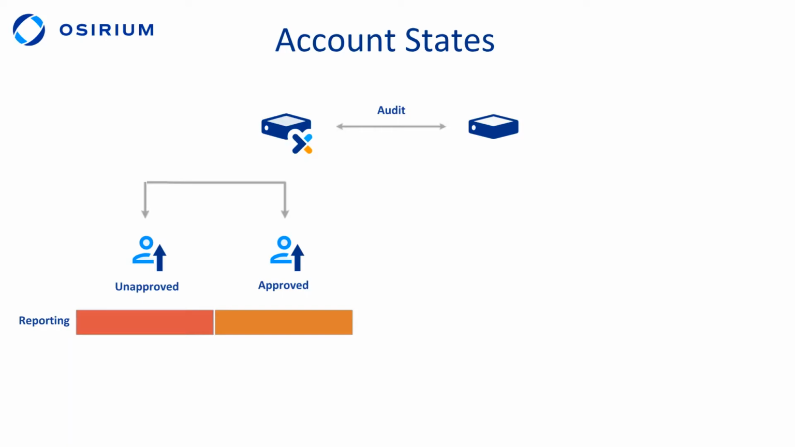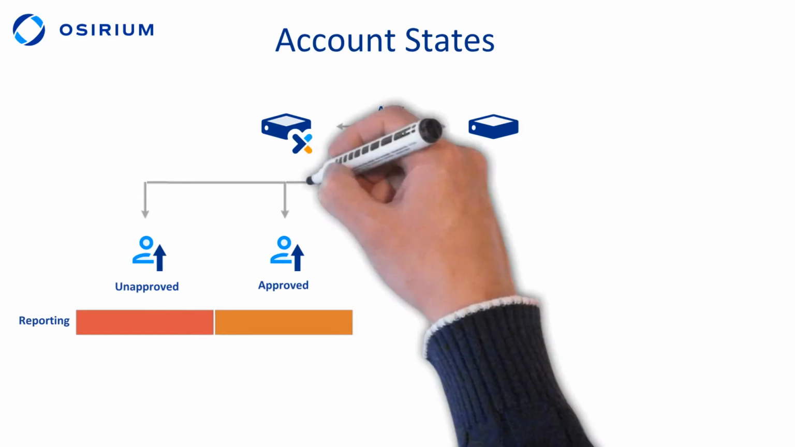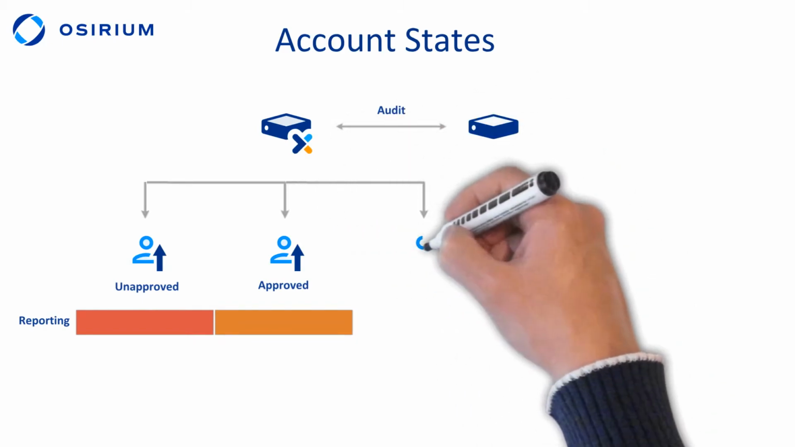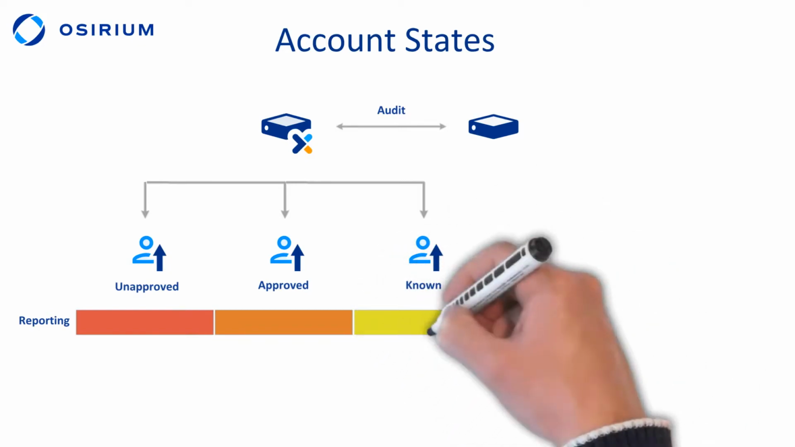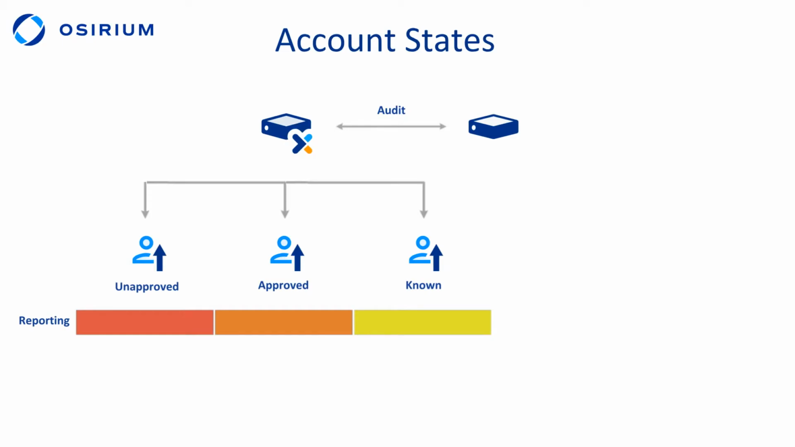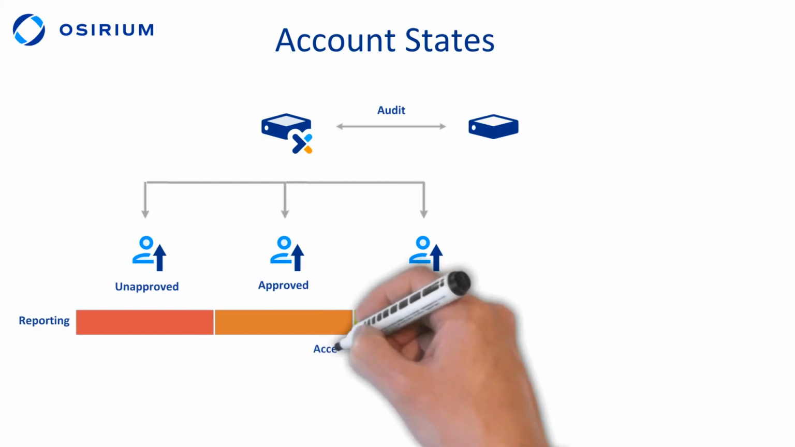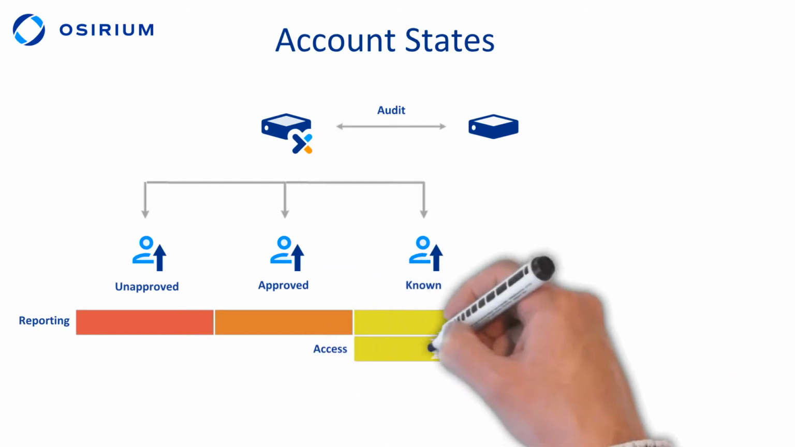However, within PAM we'd like to be able to use these accounts to be able to provide access through to our devices. So let's have a look at the first of these useful account states. We can take either of our unapproved or approved account states and change those to known. During the change to known, we will tell PAM what the current password is for the account. This then means that PAM can use this account to be able to log in to devices because PAM now has a known username and password that can be used for that account. Known is the first state that provides access through to devices using our privileged account.